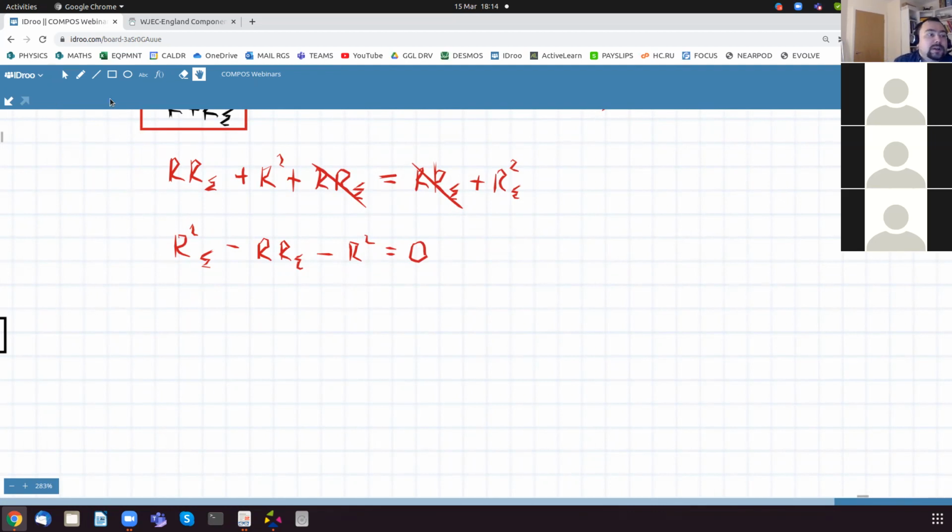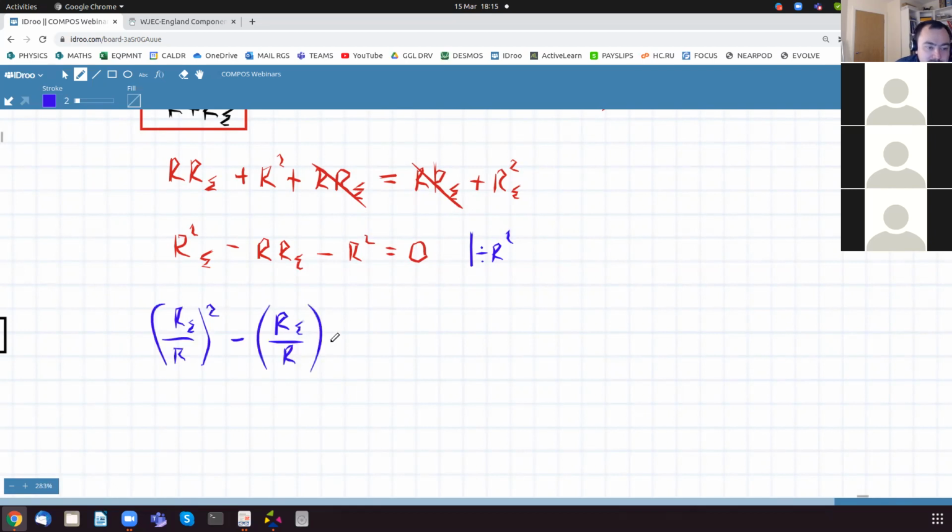I'm just going to show you another trick you could use here. I'm going to divide everything by R squared. So I'm going to divide by R squared. And that will make it R sigma divided by R squared minus R sigma divided by R minus 1 equals 0.